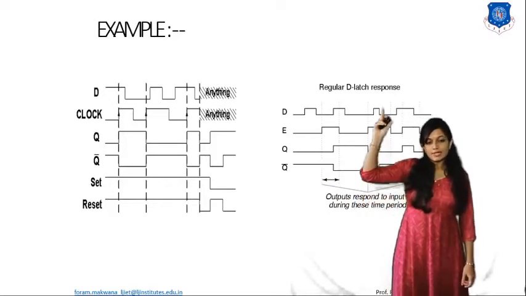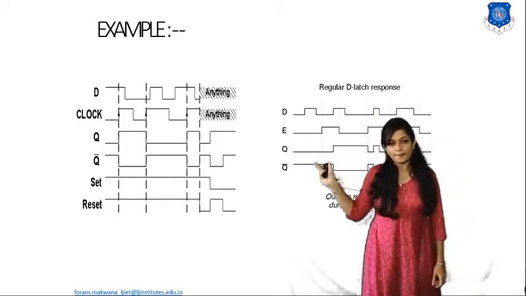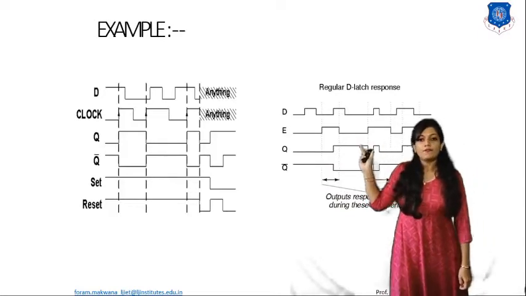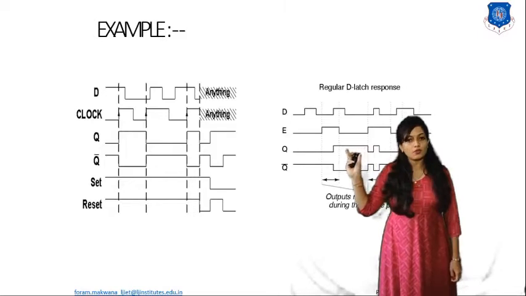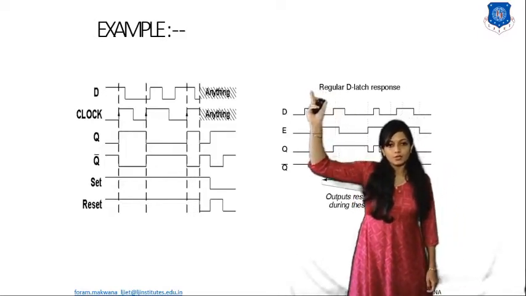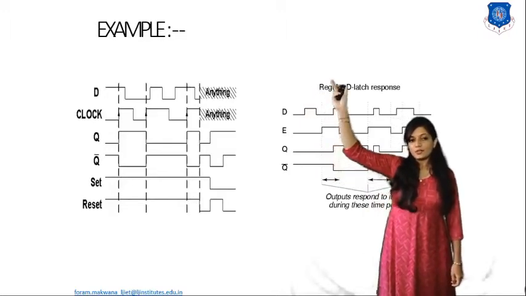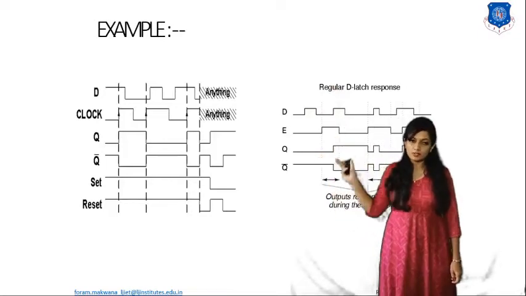So as D is equal to 1 and the clock is in the rising edge, my Q is equal to 1. Again, the flip-flop will check whether the clock is rising or falling. If it is rising, at that time it will check the state of my input. So at the second rising edge, the value of D is equal to 0, so my output Q will become 0. Likewise, it will change its states.